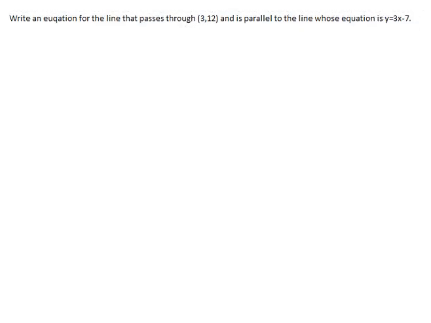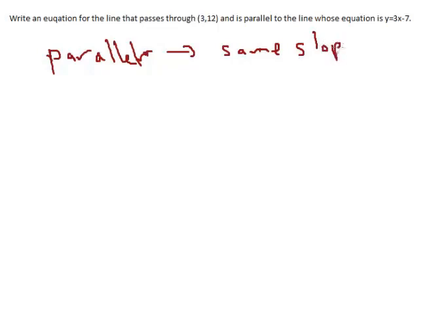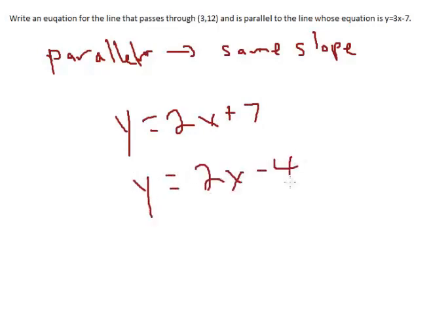Write an equation for the line that passes through 3 and 12, and is parallel to the line whose equation is y equals 3x minus 7. Now, I didn't mention it before, but parallel lines mean they have the same slope. So, for example, if I have y equals 2x plus 7, and another line is y equals 2x minus 4, they're different lines, obviously, but they run parallel to each other.